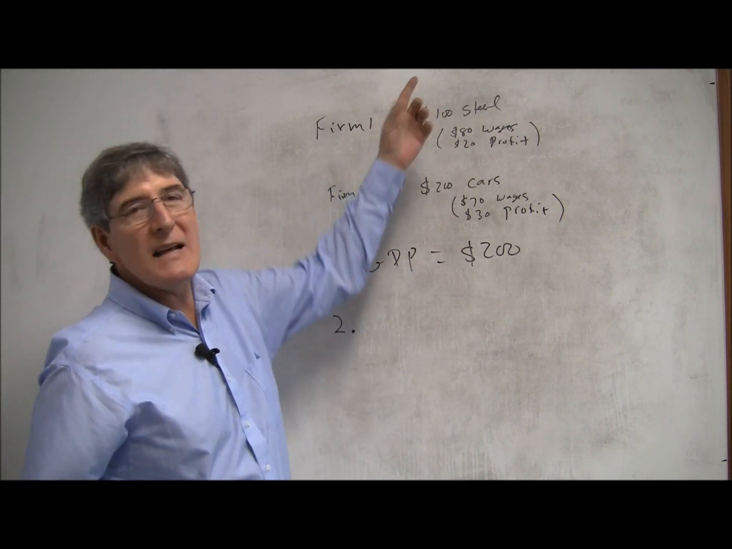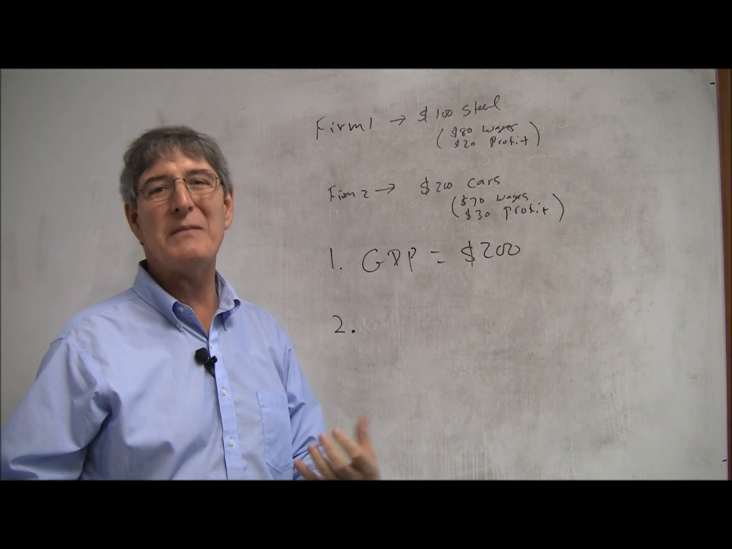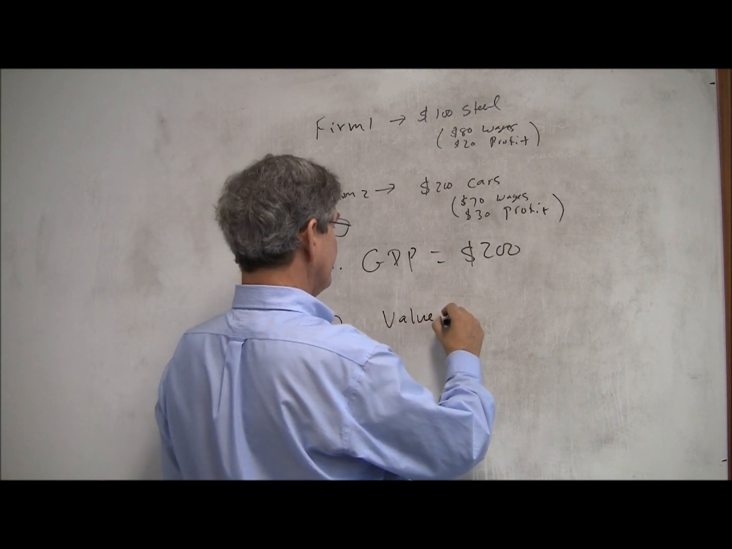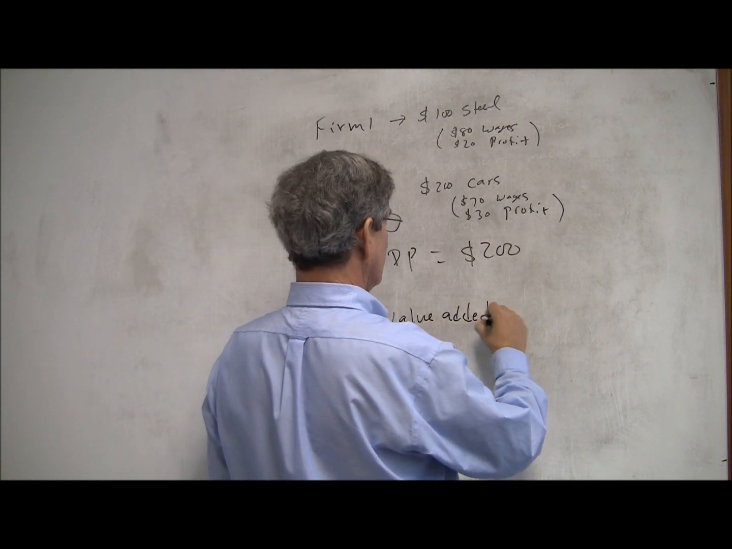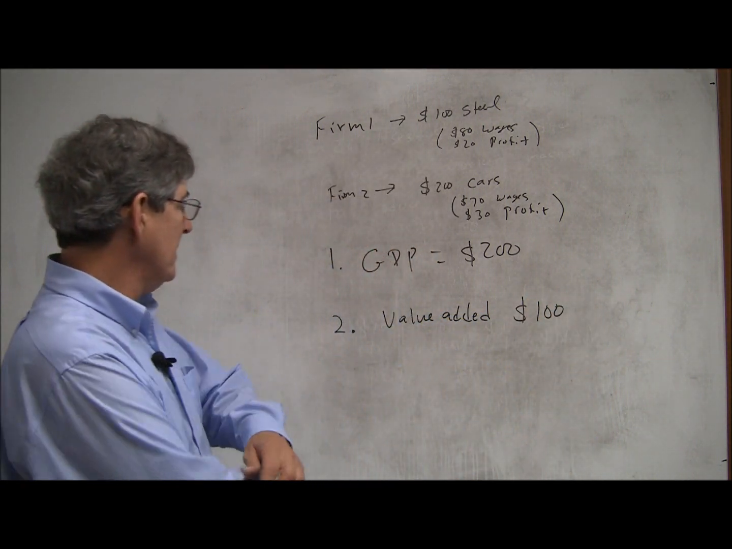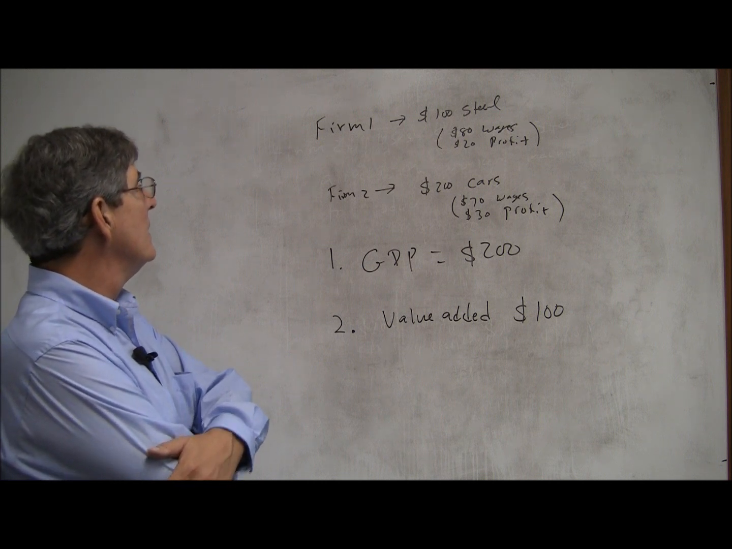And somehow it takes that stuff worth zero and turns it into $100 worth of steel, something people can use. So the value added for firm one is $100. Now I wish the numbers were a little bit different, but I'm going to stay with the book's numbers. Now what does firm two do?